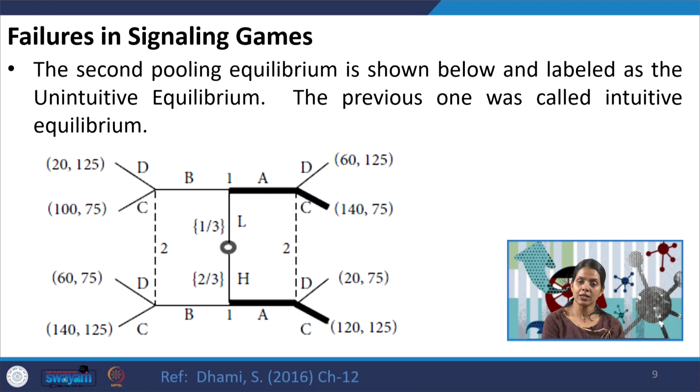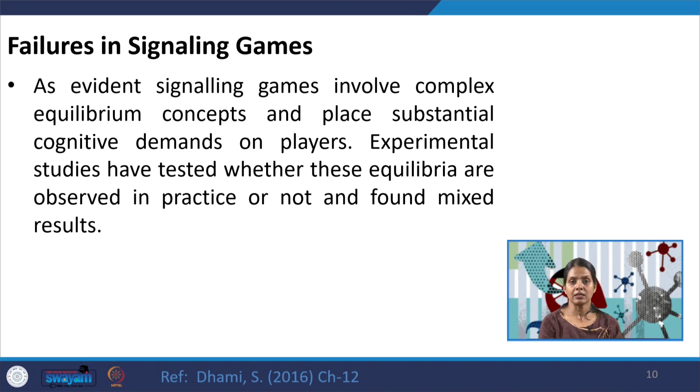The second pooling equilibrium is shown below and labeled as the unintuitive equilibrium. The previous one was actually the intuitive equilibrium. So, here if player 1 chooses strategy A, then again player 2 chooses strategy C, and these are the outcomes. As is evident, signaling games involve complex equilibrium concepts and place substantial cognitive demands on players.